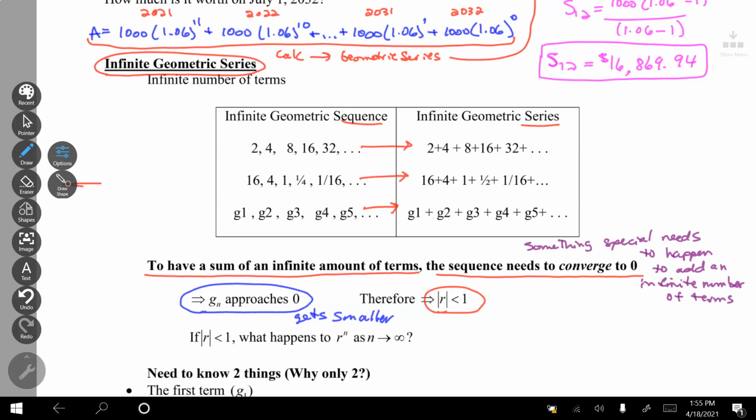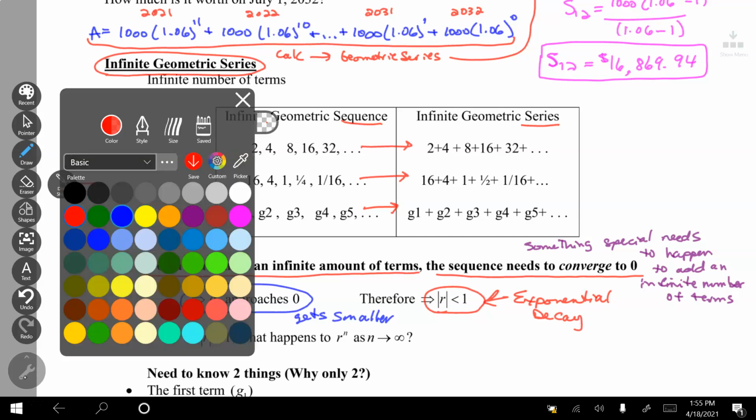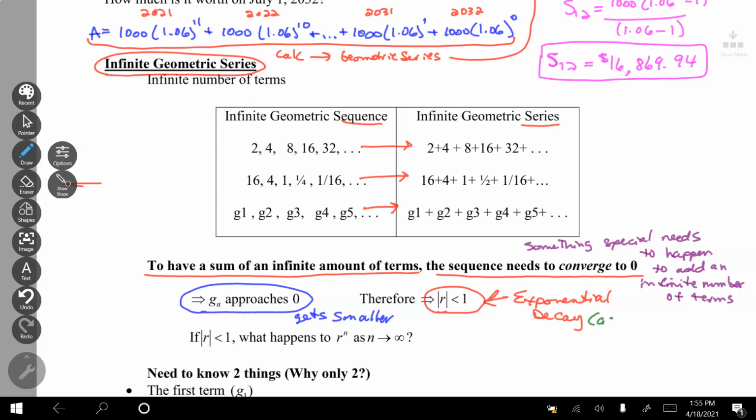And it doesn't matter if it's positive or negative, but either way, this is an exponential decay function. And if you think about an exponential decay function, as x goes to infinity, y gets closer and closer to 0, and levels off at 0. That's why we have a horizontal asymptote at 0. So what happens if r is smaller than 1, what happens to r to the n as n goes to infinity? Well, let's do an example.